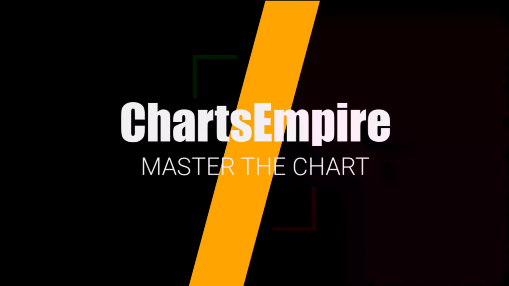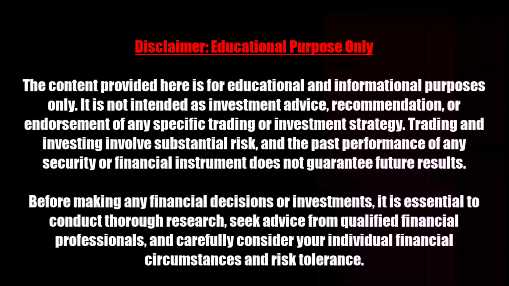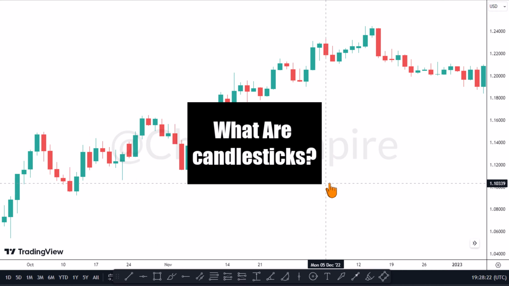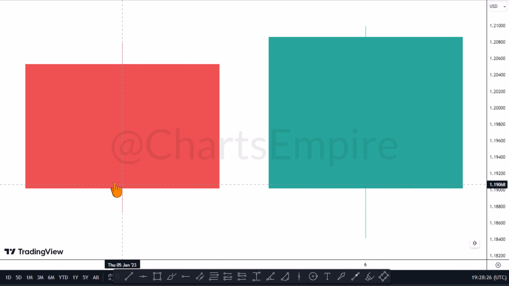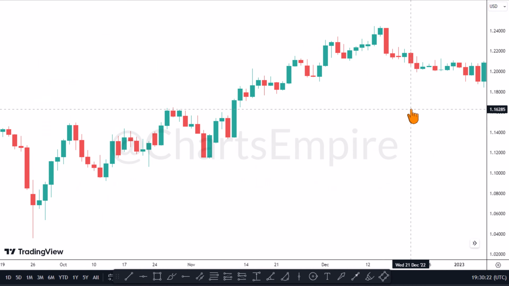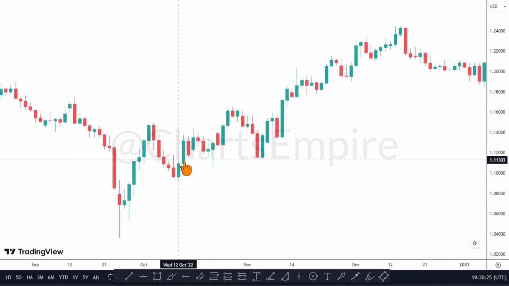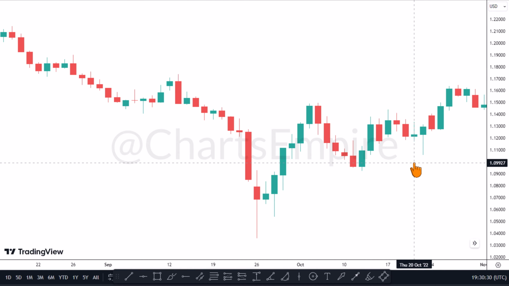Now, let's shed some light on reading the Japanese candlesticks. What are candlesticks? Imagine a single candlestick. It is not just a simple line, but a block of information. Each candlestick represents a specific trading period. It could be a day, an hour, or even a minute, depending on the trader's preference.